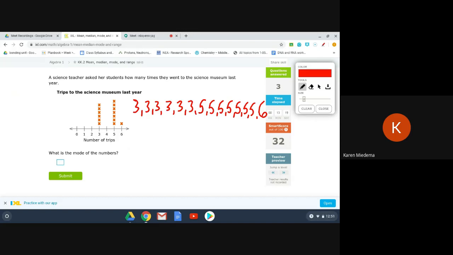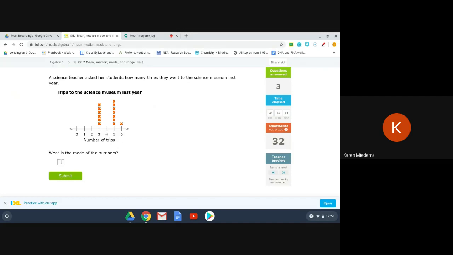It says, what is the mode of the numbers? Well, we've done the mode. The mode is the number that appears most often. The number 3 occurred 6 times. The number 5 occurred 7 times. And the number 6 just occurred 1 time. So which number appeared most often? Well, the 5 appeared most often because it appeared 7 times. 5.